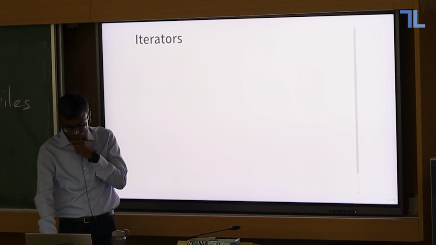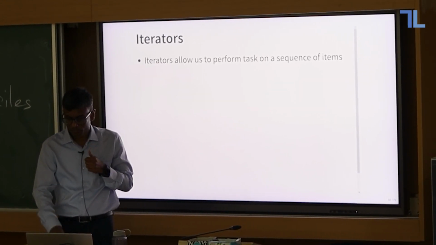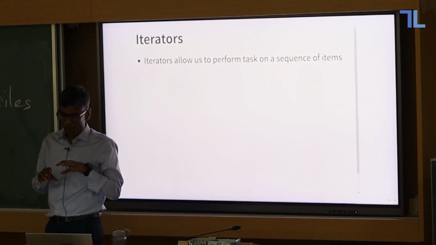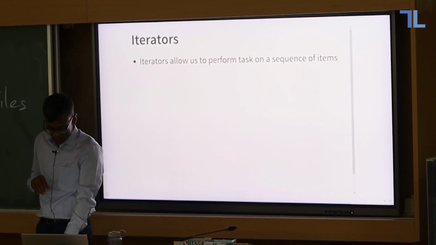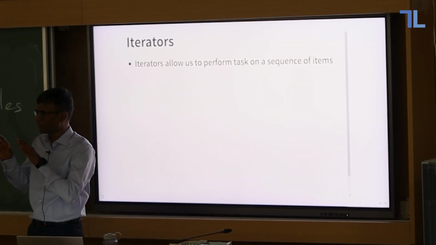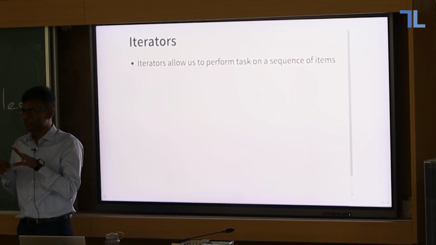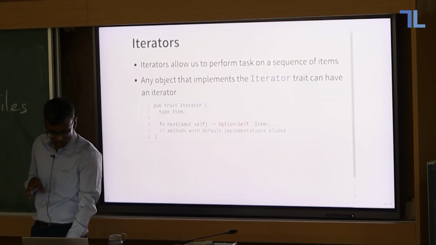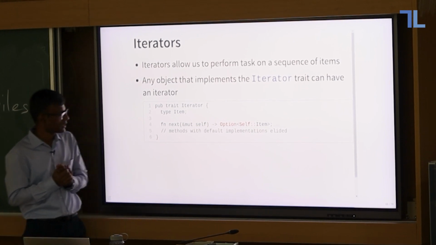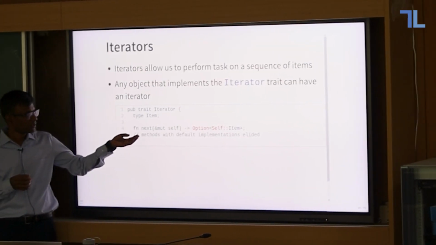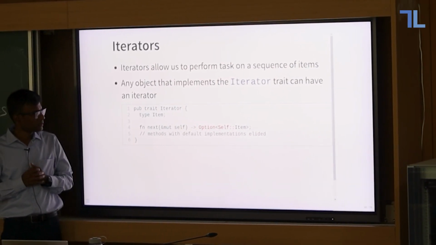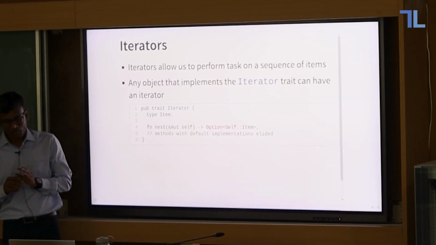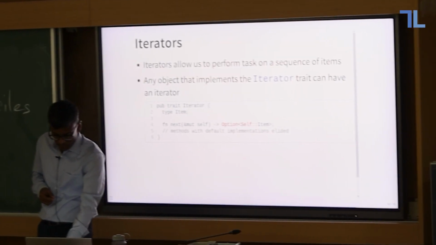Iterators allow you to perform a task on a sequence of items. They help you shorten your Rust code. So you should definitely spend some time understanding iterators. Whenever you find yourself writing a for loop, check if you can express the code using an iterator instead. And the iterator is actually a trait again, and the main function it needs to implement is this next function. So given a collection, you should be able to get the next item in that collection.